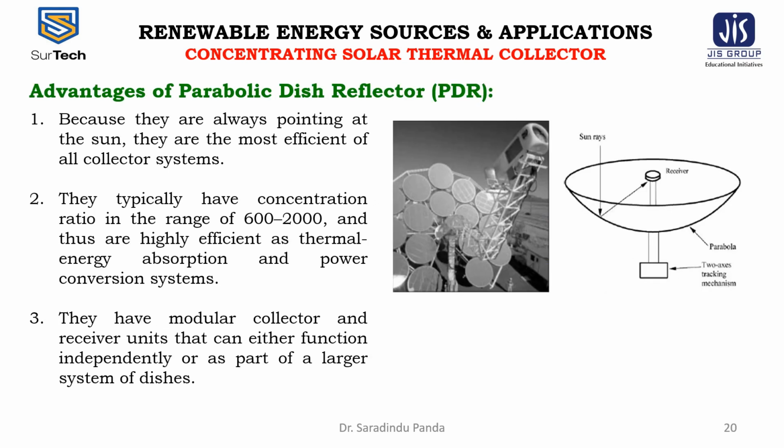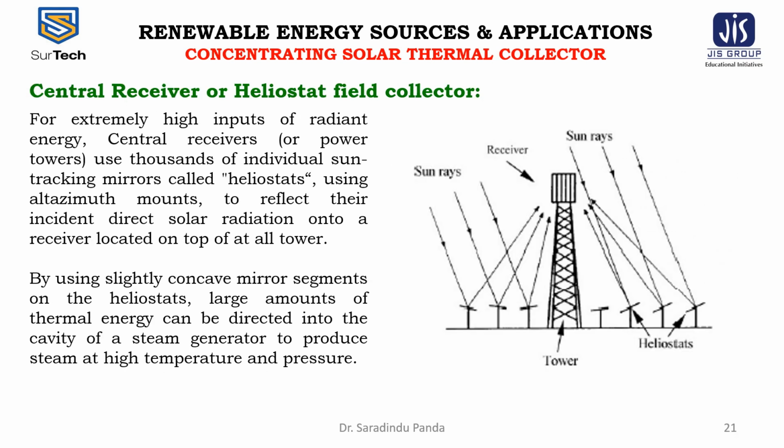The advantage of the parabolic dish reflector: because they are always pointing at the sun, they are the most efficient of all the collector systems. Secondly, they typically have a concentration ratio in the range of 600 to 2000 and thus are highly efficient as thermal energy absorption and power conversion systems. They have modular collector and receiver units that can either function independently or as part of a larger system of dishes.